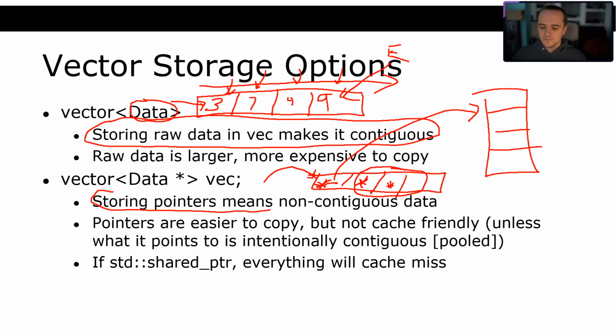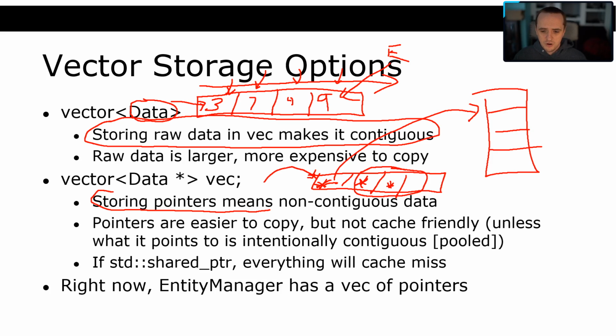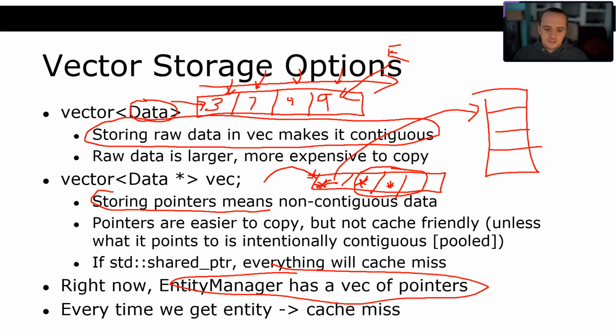So it's a trade-off. Do we store pointers or do we store data? Right now we're storing pointers because it was sort of the easiest thing to do, right? Can we do better? I don't know. We'll see as the lecture goes on. So right now the entity manager has a vector of pointers, actually shared pointers, but that's essentially the same thing. So now every time we get an entity, we have a cache miss. Okay, so let's look at what this actually looks like.